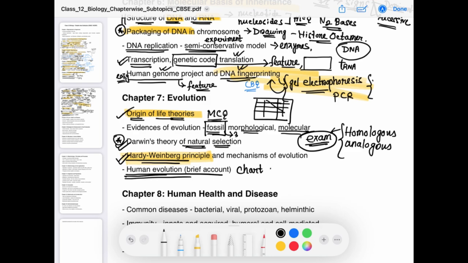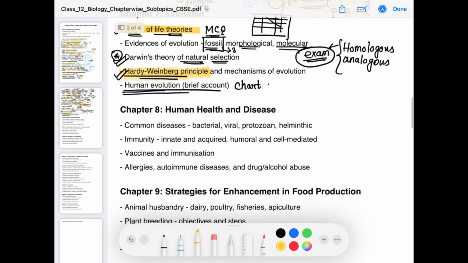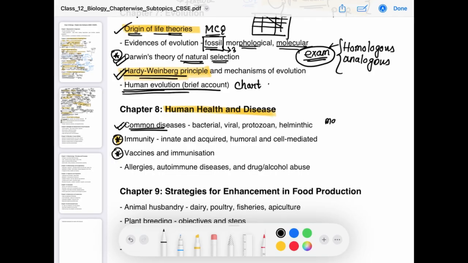Next is human health and disease. This is also a memorizing chapter, except the immunity part where you have to understand the immunity, different types of immunity, and also the vaccination portion. Other than that, the common diseases part is totally a memorizing part. Here you have to practice the drawing of malaria, right? You have to practice that cycle, the cycle of the Anopheles mosquito.